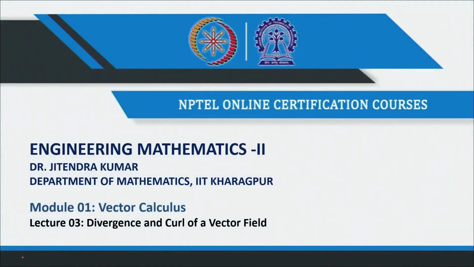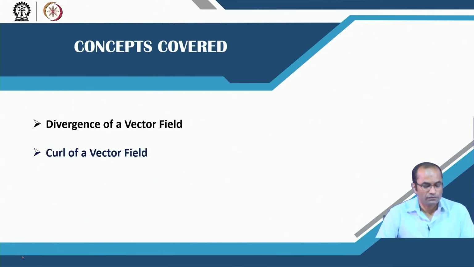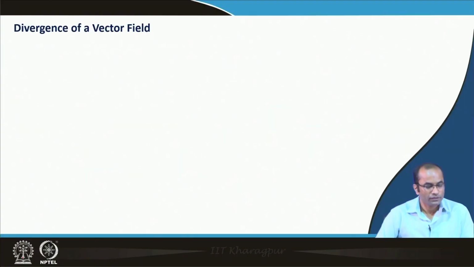Okay, welcome back to lectures on engineering mathematics 2, and this is lecture number 3 on divergence and curl of a vector field. So, today we will cover the divergence of a vector field and its geometrical interpretation, also the curl of a vector field and again its physical interpretation. So, coming to the divergence of a vector field.